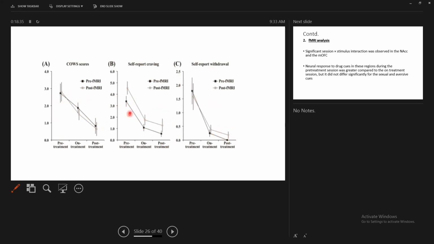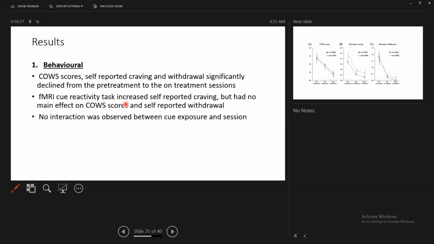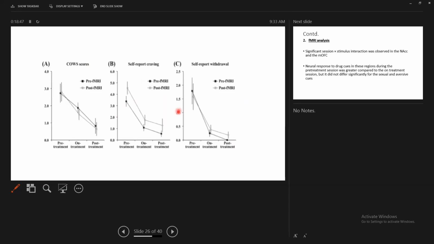So what they have told is, if I go to the previous slide, the fMRI cue-reactivity task increased self-reported craving but had no main effect on COWS scores and self-reported withdrawal. Now you can correlate this. This is the pre and post fMRI, right? It had a significant effect, or the post-fMRI scores were elevated, only in the self-reported craving. So by seeing the drug-related images, their self-reported craving was increased in every session. But in the COWS scores and self-reported withdrawal, there was no such thing. This is one part of the results.